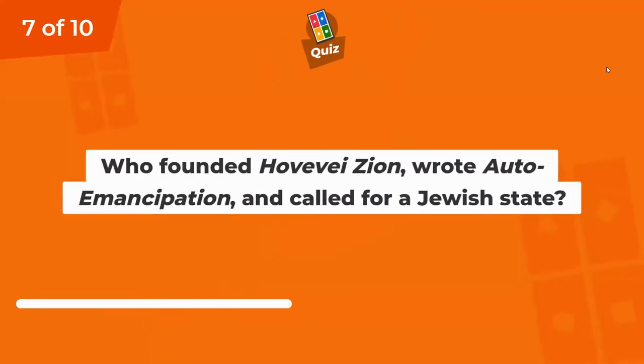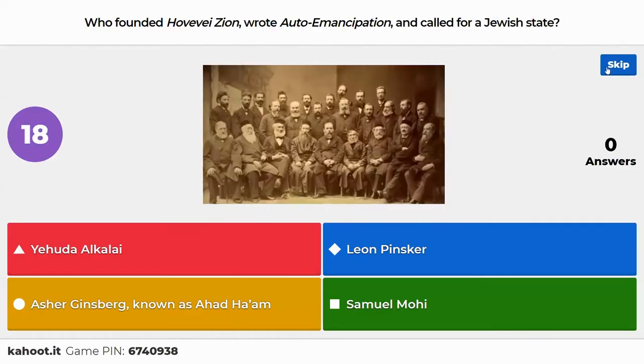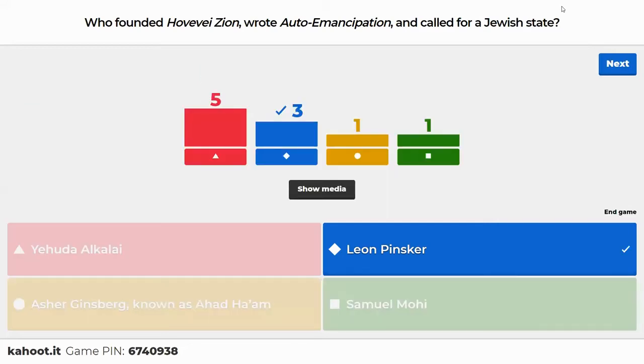Who founded Chovevei Zion, wrote Auto-Emancipation, and called for a Jewish state? Again, who founded Chovevei Zion, wrote Auto-Emancipation, and called for a Jewish state? The right answer is Leon Pinsker.